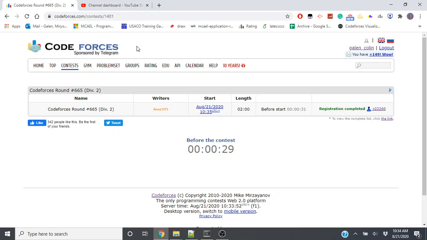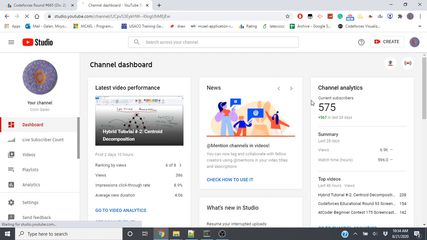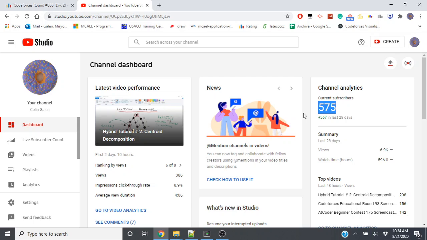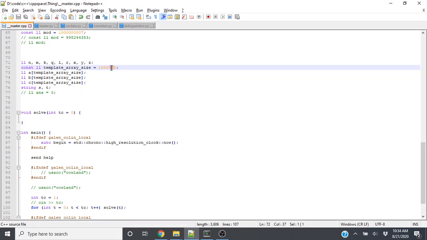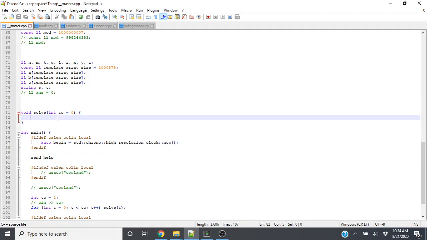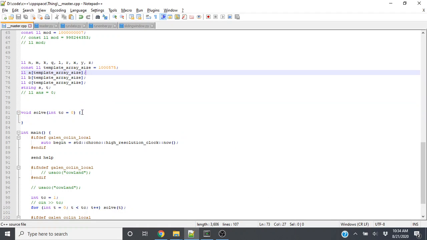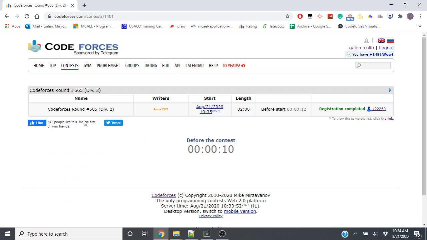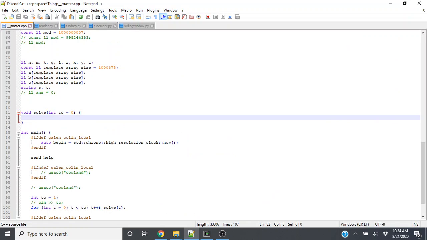And also, this is kind of a tradition, I guess. We're going to start honoring everyone essentially. So we're going to take this number and put it in our template. What this means is that every individual subscriber is going to contribute 24 bytes to my memory count. The ultimate goal is to try and get a memory limit exceeded verdict because I'm using too much space in these arrays.